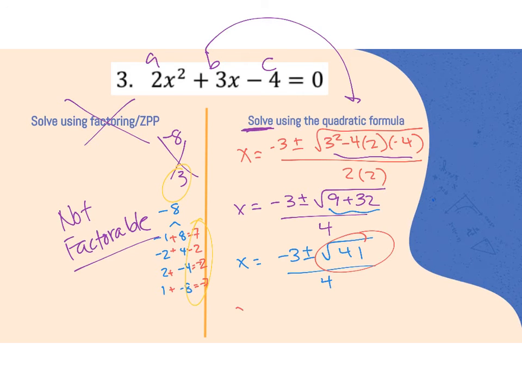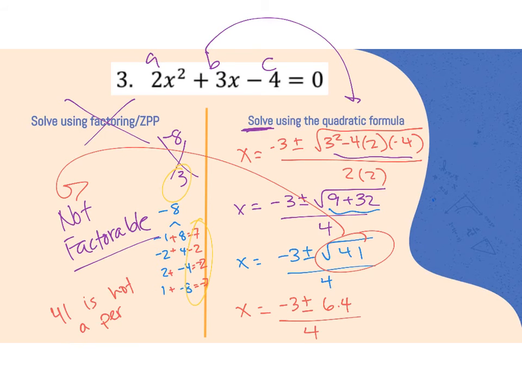So this is x equals -3 plus or minus 6.4, all divided by 4. And that's why this was not factorable. Okay, because 41 is not a perfect square. Since 41 is not a perfect square, that's why we couldn't factor here.